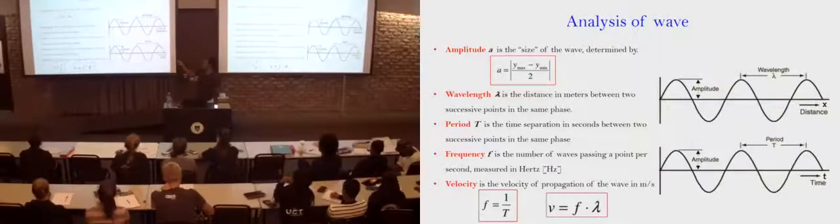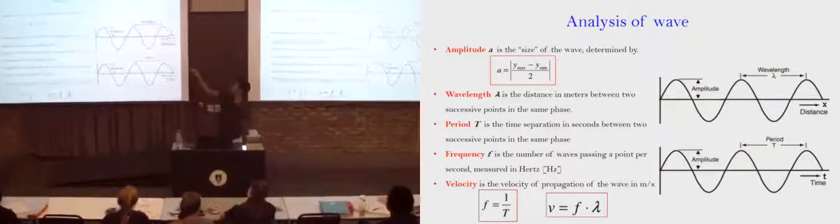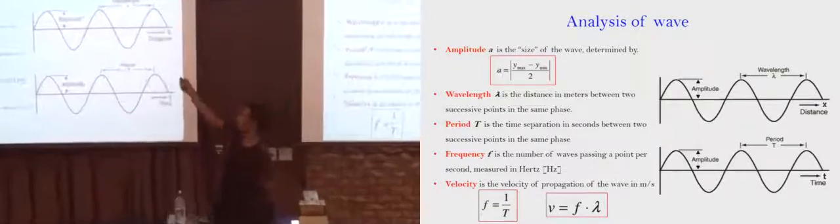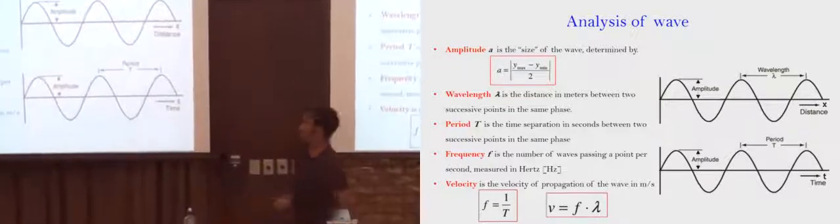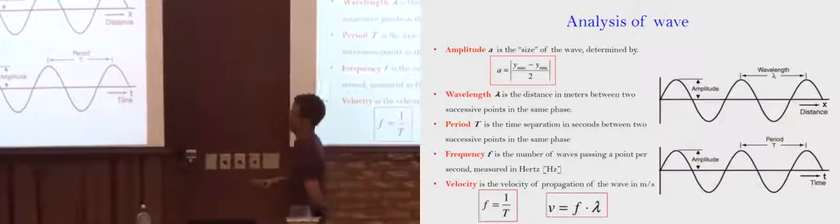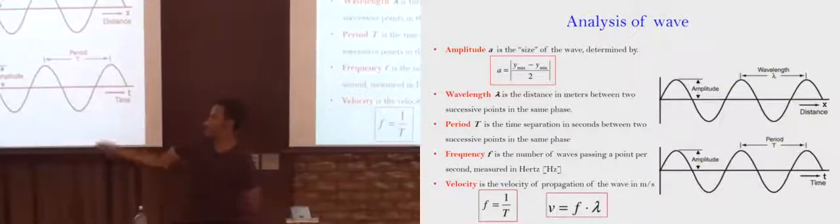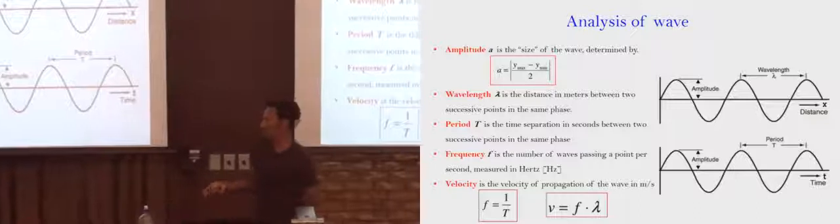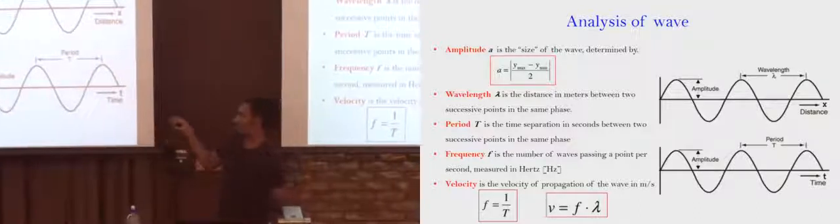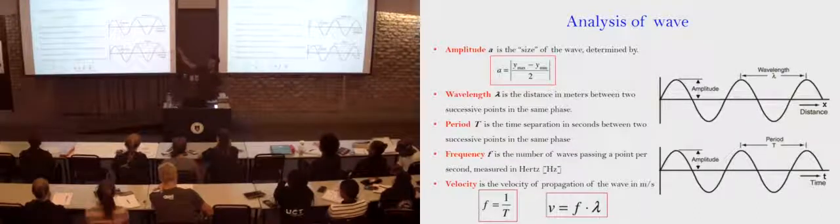This is the wavelength. If you take the initial point, this one, you will search the same phase point, and the distance between that point will be the wavelength. Period, it is the time separation in seconds between two successive points of the same phase. This is the time separation. This is the distance or position separation.